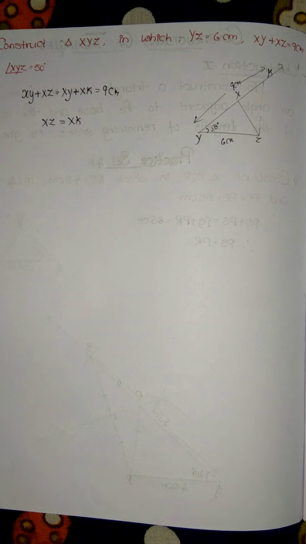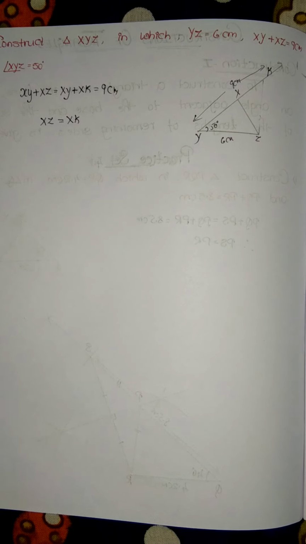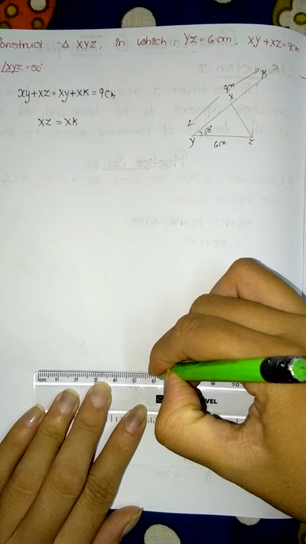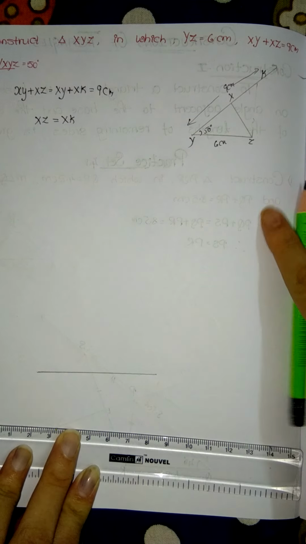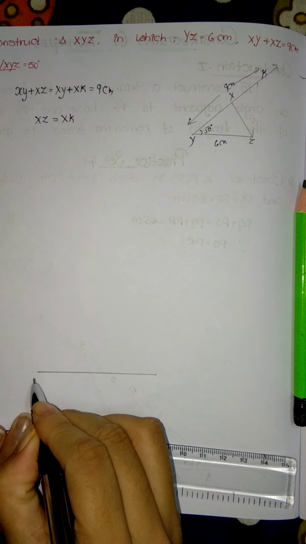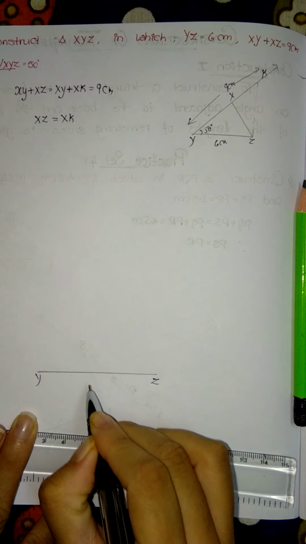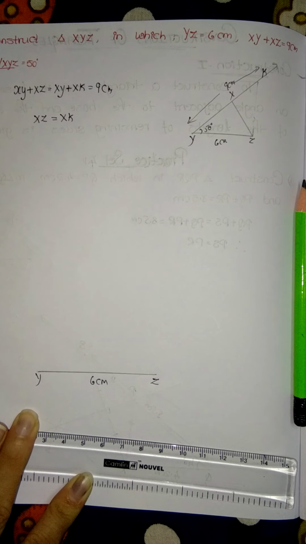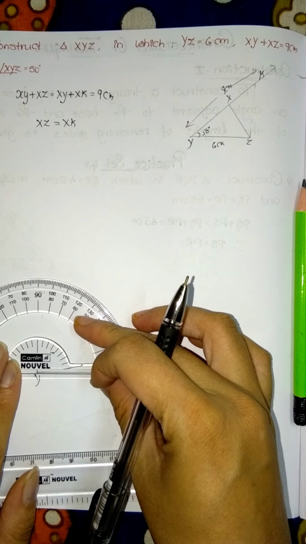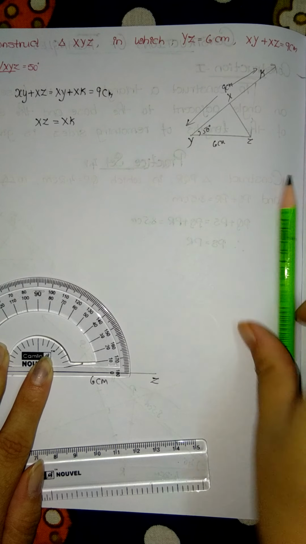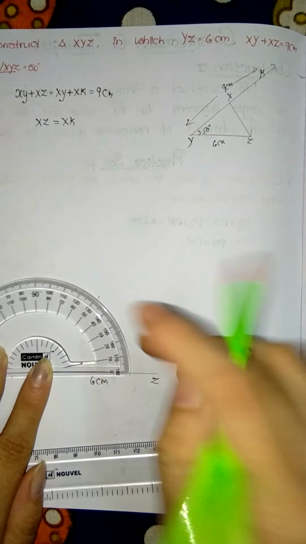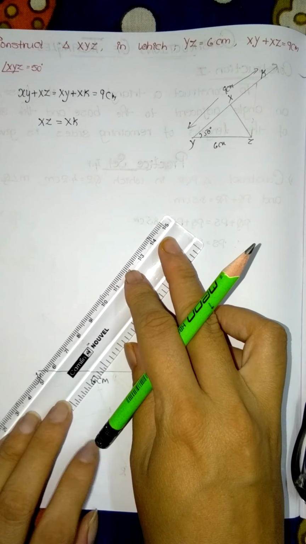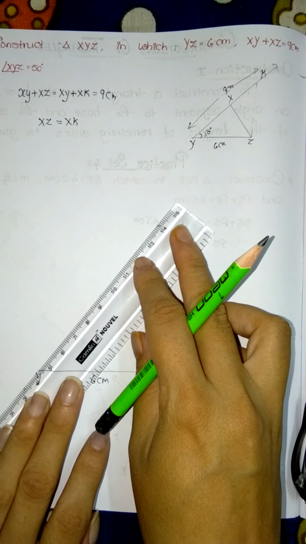First take the base, that is 6 centimeter, and give it a name, that is YZ. Now take the measurement, angle Y is 50 degree. So here it is 50 degree. Join this and extend.